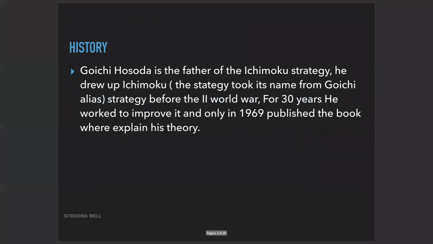Ichimoku theory. A little history. Goichi Hosoda is the father of the Ichimoku strategy. He drew up Ichimoku, and the strategy took its name from Goichi's alias. He was a journalist and wrote his articles with the alias Ichimoku Sanjin.